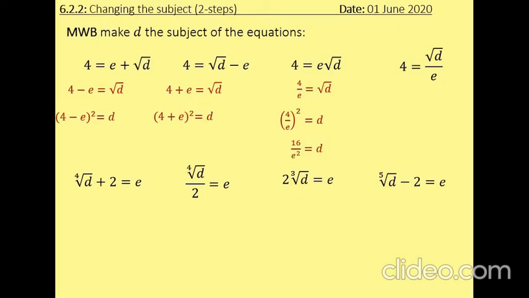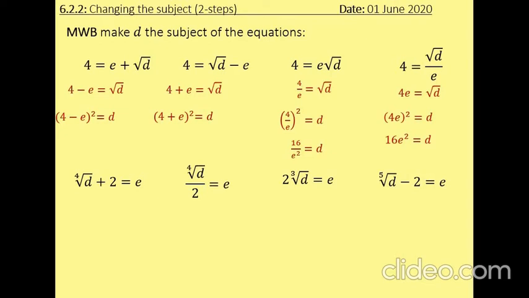Next, we can see that D is being rooted and then divided by E. And we know that it happened in that order because this root isn't going over the whole thing. It's just over D, so actually that happened first. So we work backwards. We multiply by E both sides, and then we square both sides. And there's another way we can write this as well. We can square each thing inside the brackets to get 16E squared.